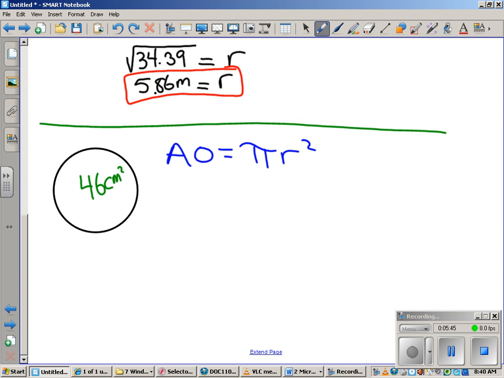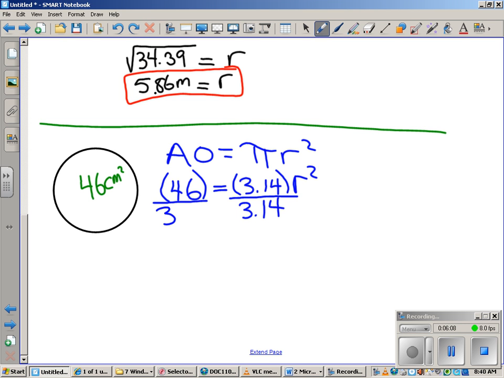Your next step, fill in what you know. The only thing I know right now for sure is 46 is my area, and I know 3.14 is pi every time. I don't know what r squared is. That's what we're trying to find. I know that 3.14 is multiplying the r squared, so I have to get rid of it. Because I'm trying to isolate for r, I'm trying to get it by itself. They'll divide out, leaving me 1 r squared over here, and 46 divided by 3.14.